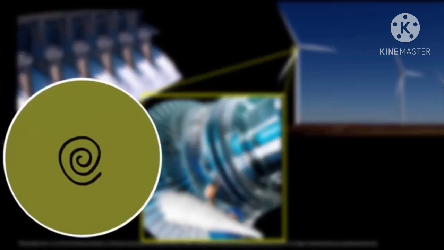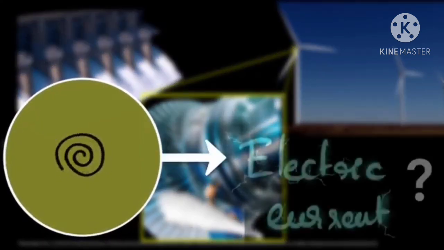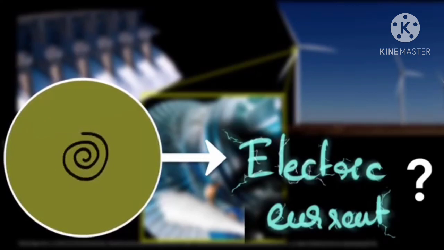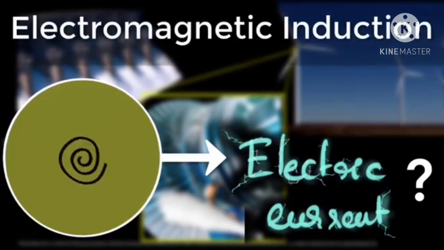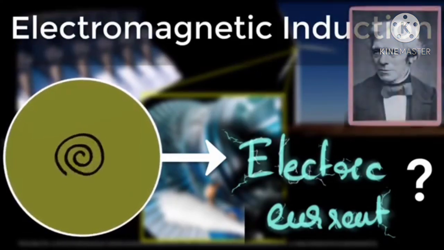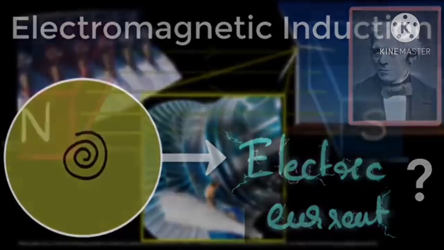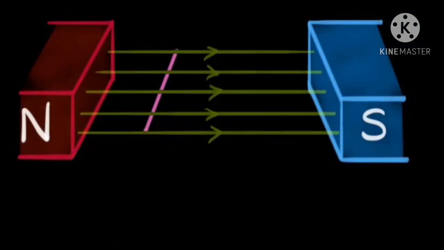But how does turning something create electricity? Well, the technology is based on electromagnetic induction, discovered by Michael Faraday more than 200 years ago. The basic idea is that if you take a wire and move it up or down inside a magnetic field, it induces an electric current.